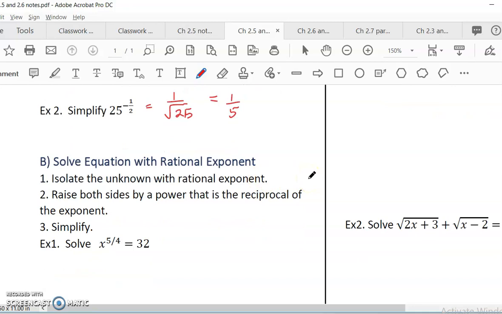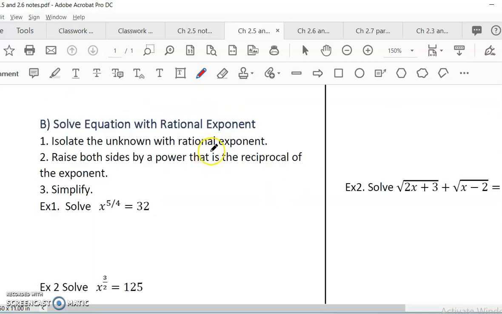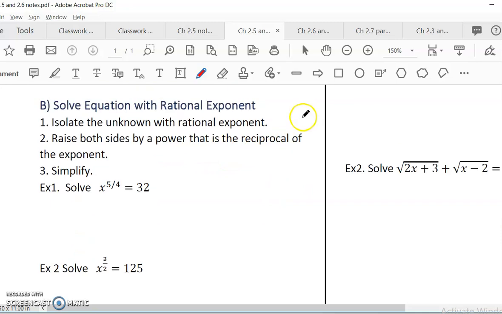So the second part is solving rational exponent equations. That means you have an unknown, x, but it has not a square, not a linear, but some exponent equal to a number. So the idea is you raise both sides to a power that's the reciprocal of this exponent, and then simplify.